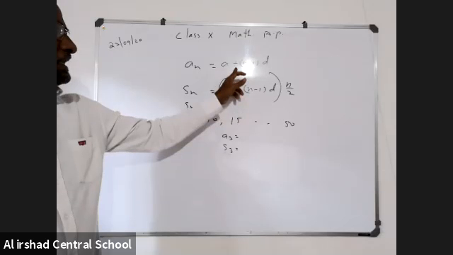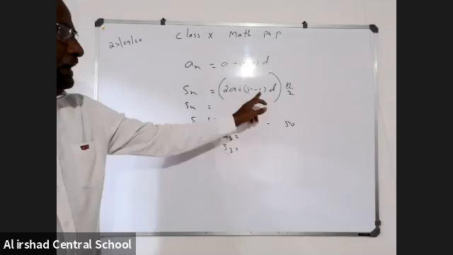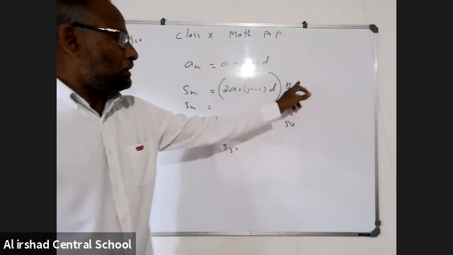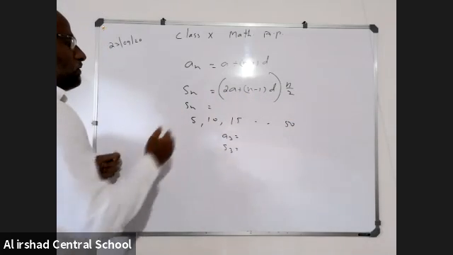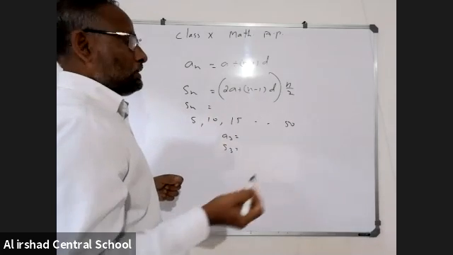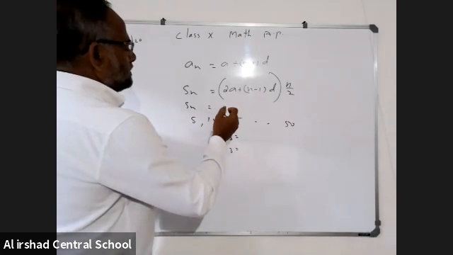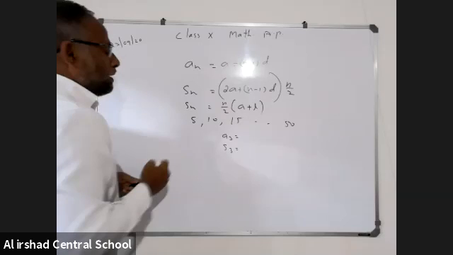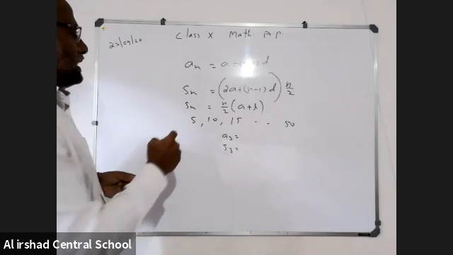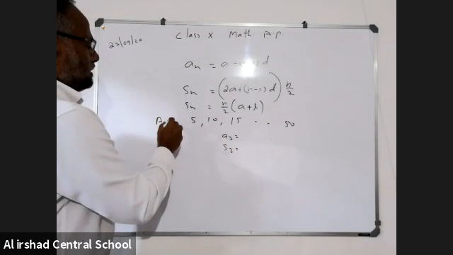Yes, sir. Okay, I extended this one. Sn is n by 2 into (2A plus (n minus 1) into D). One more beautiful formula is there. One boy discovered that. What is that? n by 2 into (A plus L). Very good, very good.